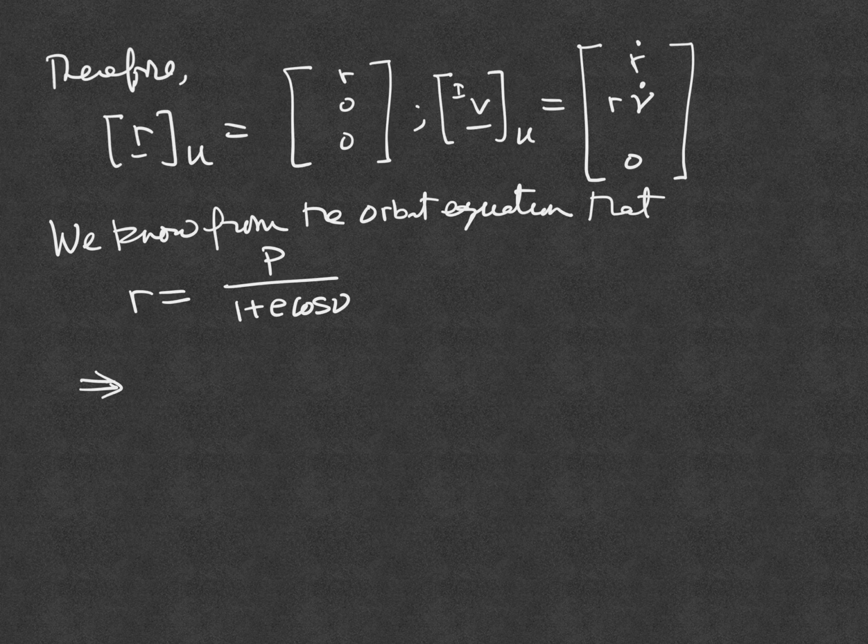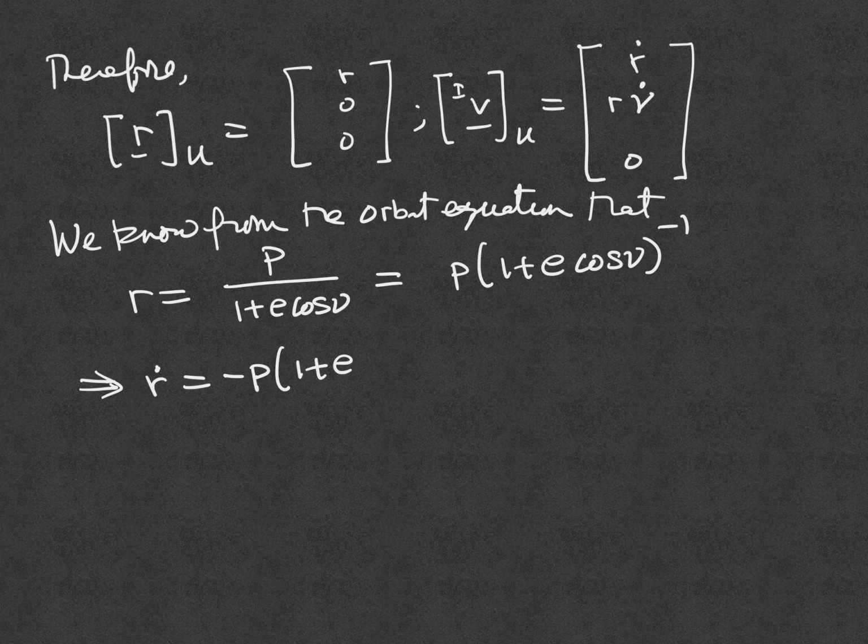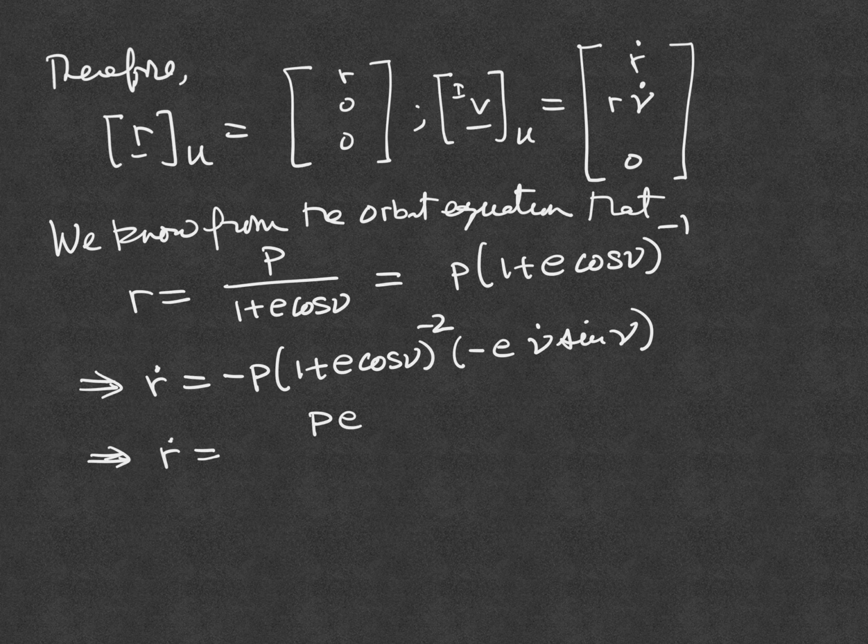So from that, we can get that R dot is equal to, well, let's write this a little bit differently before we actually do that. This is P times 1 plus e cosine of nu to the negative 1. So that means that R dot is equal to minus P times 1 plus e cosine of nu to the negative 2 times the rate of change of what's inside. Well, the rate of change of what's inside is minus e nu dot times the sine of nu. So that implies that R dot is equal to P e sine of nu, all divided by 1 plus e cosine of nu squared, times nu dot.